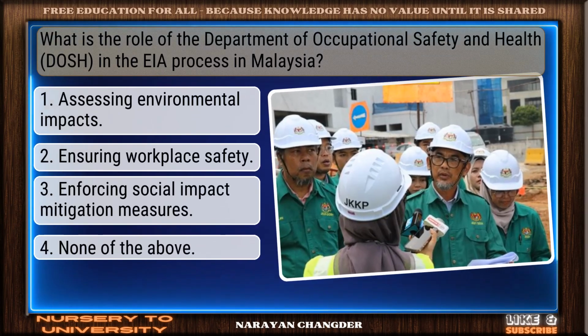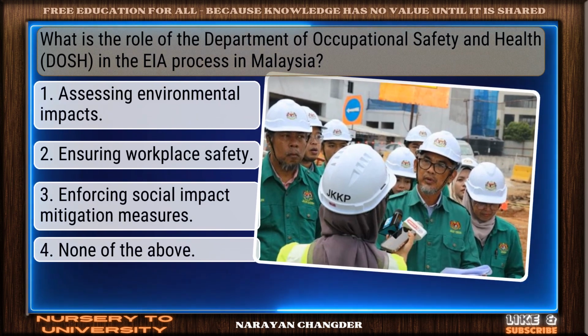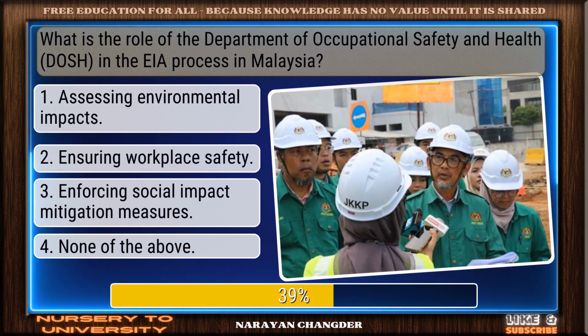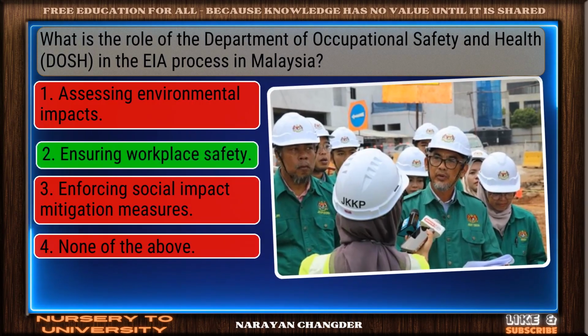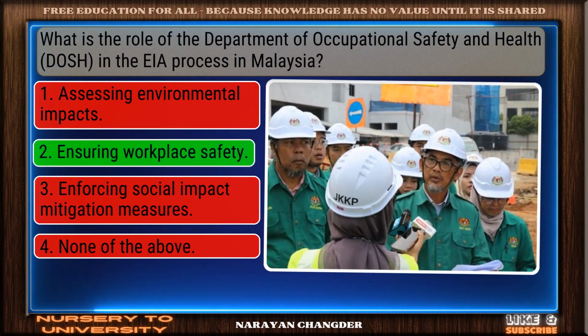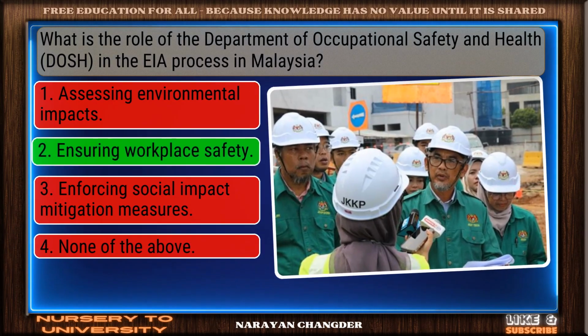What is the role of the Department of Occupational Safety and Health in the EA process in Malaysia? Clear logic. Your choice, ensuring workplace safety, is sound and 100% true.